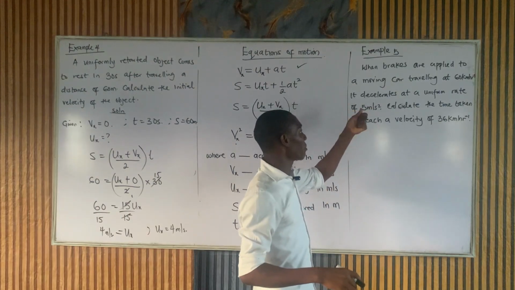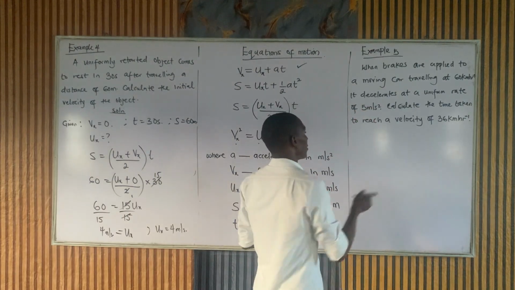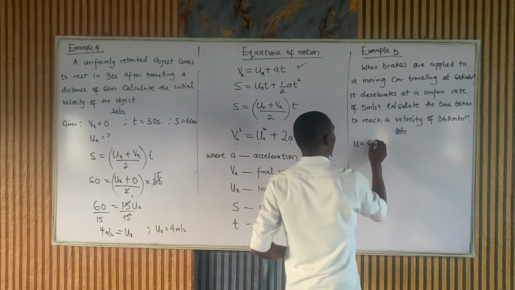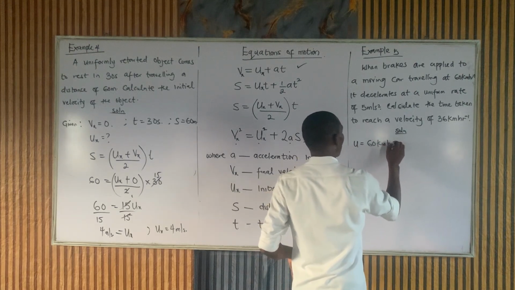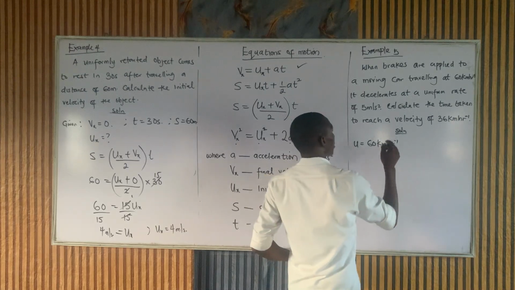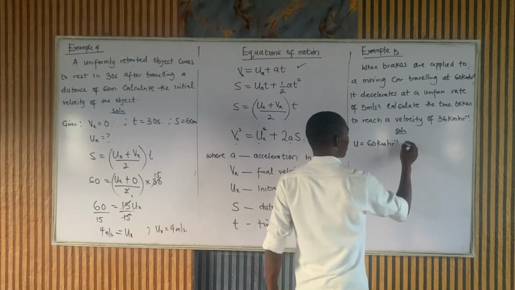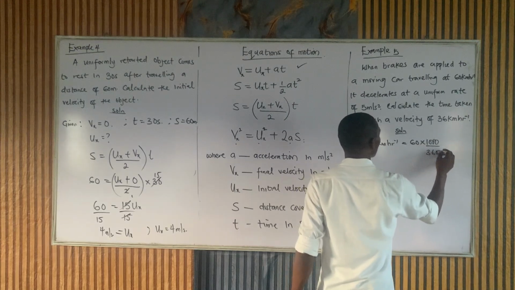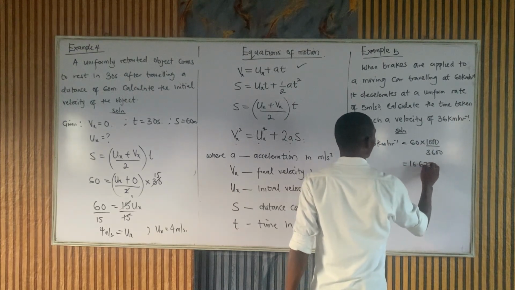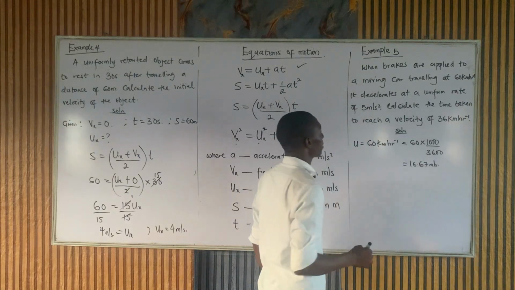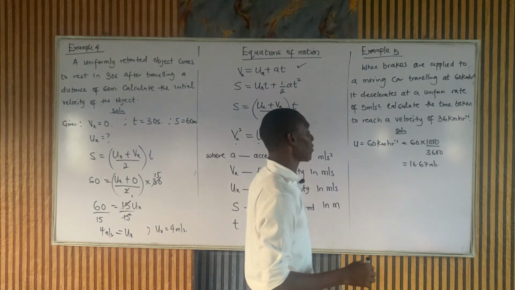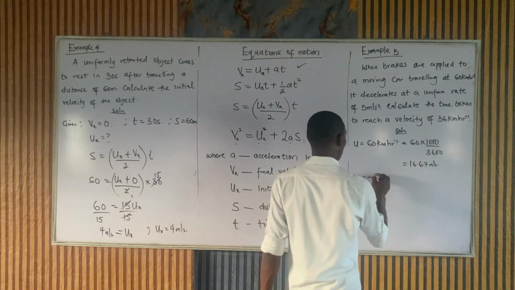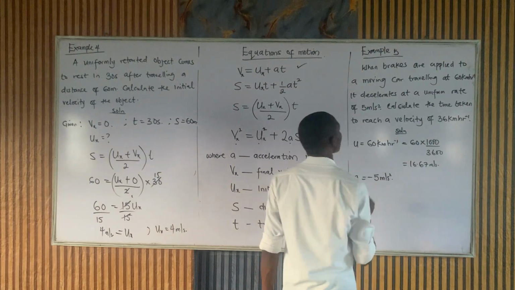When brakes are applied to a moving car traveling at 60 km per hour. And so for this example 5 now, initial velocity is 60 km per hour. Now, I have to convert to meters per second. That will be 60 times 1000 divided by 3600. So that's 16.67 meters per second. Okay? It decelerates at a uniform rate of 5 meters per second squared. So deceleration is negative acceleration. That's minus 5 meters per second squared.